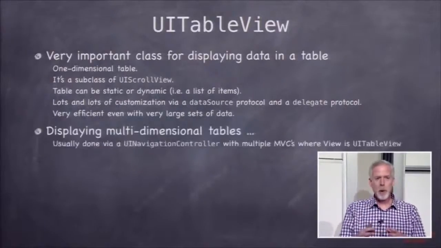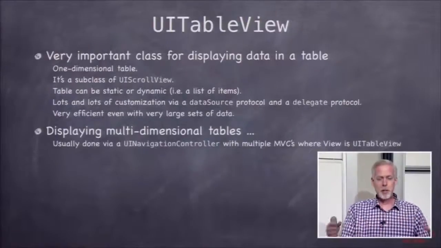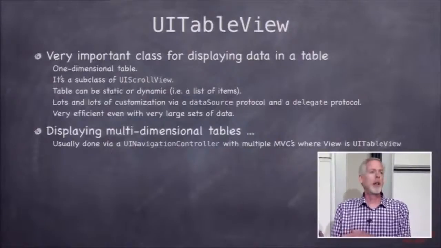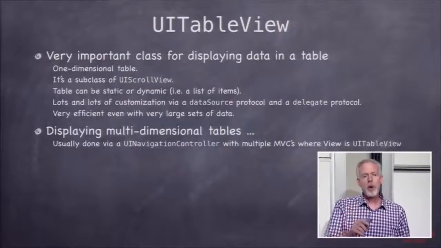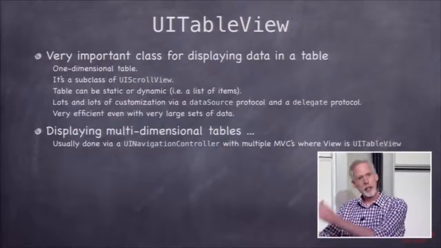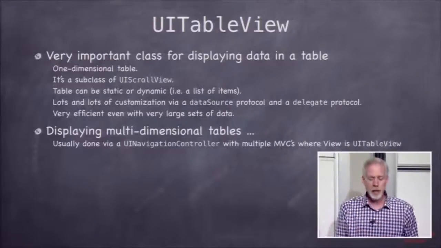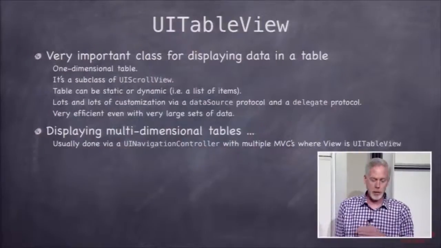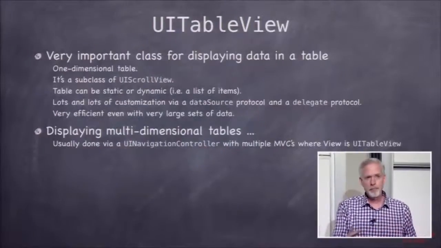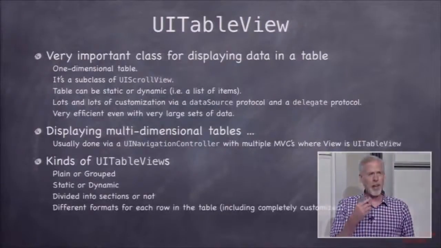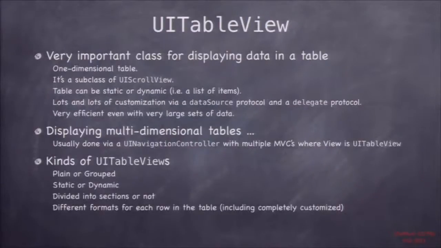When we want to display multi-dimensional things, like a spreadsheet would be, then we just put multiple table views into navigation controllers. And so users touch rows, and we slide in the next row, basically, or the next column, if you want to think of it in spreadsheet type terms. So that's how we do it. The table view itself doesn't manage multi-dimensional data. And there's a lot of different configuration and customizations for table views, and so I have some slides here to show you some pictures of what table views look like.